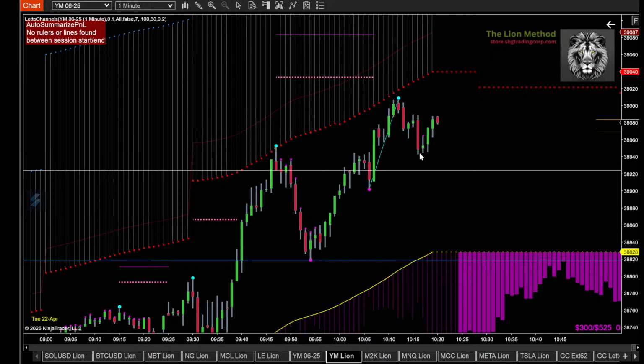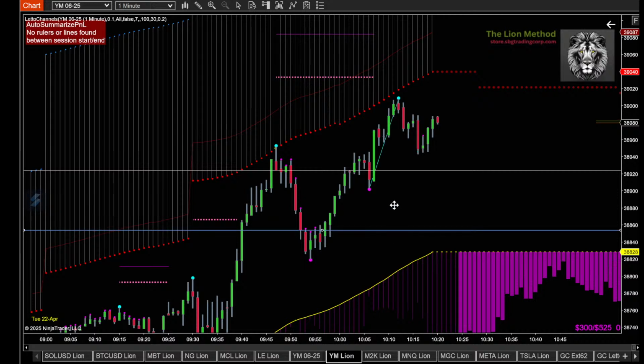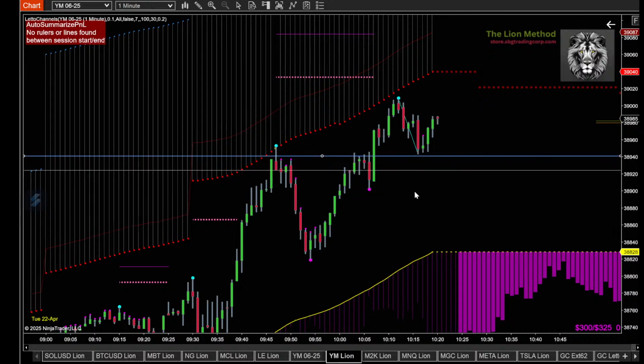We're going to get an extension dot down here any second. Once this bar closes, we're going to get a dot. Oh, yes, we'll get a dot right there.